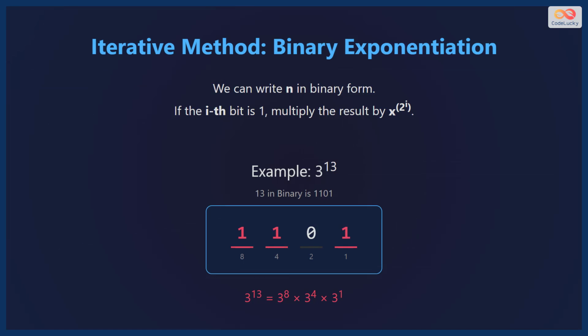There is also an iterative way to do this, known as binary exponentiation. It uses the binary representation of n. For example, 13 in binary is 1101. This corresponds to 8, 4, and 1. So 3 to the power of 13 is just 3 to the power of 8 times 3 to the power of 4 times 3 to the power of 1.